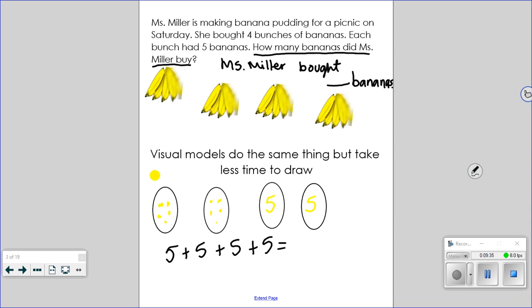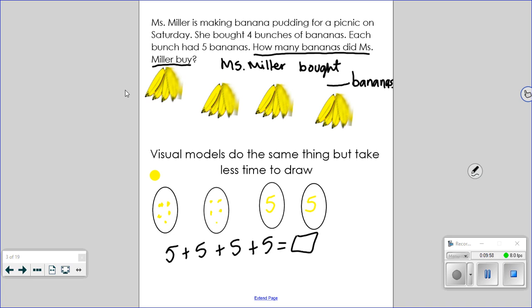Something. Space. Box. Love it. There's my repeated addition equation: 5 plus 5 plus 5 plus 5. Last week we learned a shortcut. We don't have to write that giant repeated addition equation.